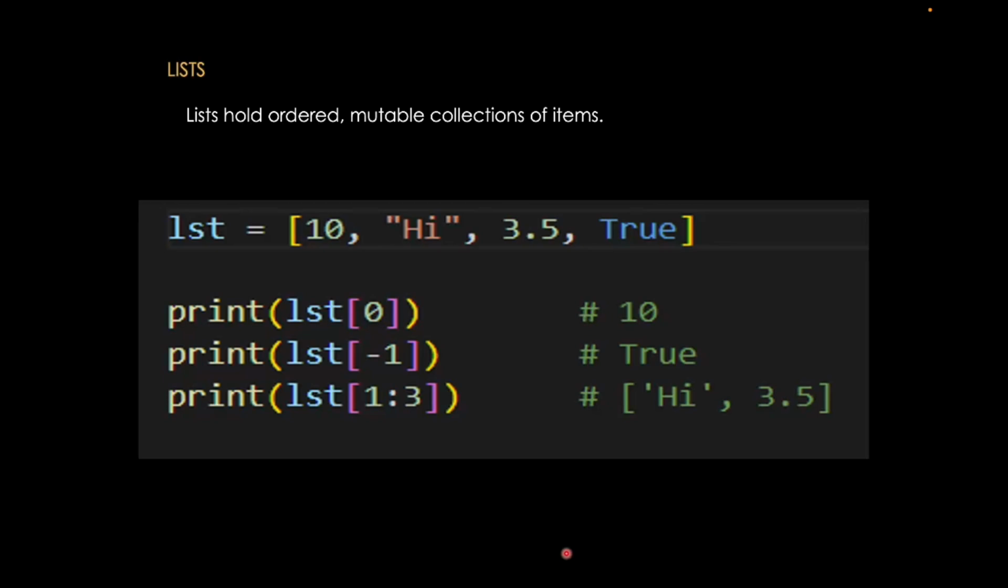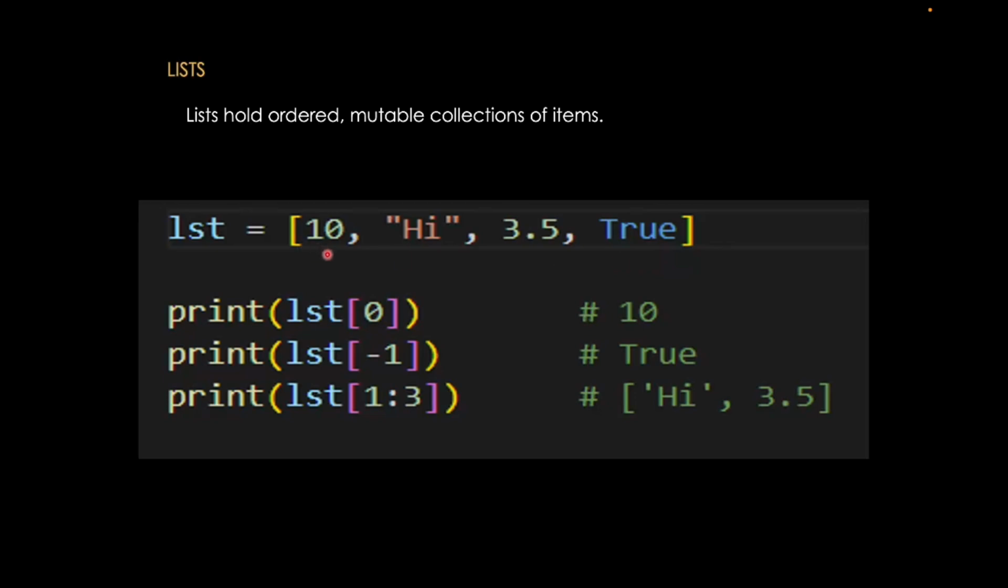List. List is a collection of items. It is ordered, means we can get the items based on the index. And it is mutable, means we can add, remove items from the list. Let's say we declare a list with 4 items. We can see we are storing values of different data types. So list supports heterogeneous data.